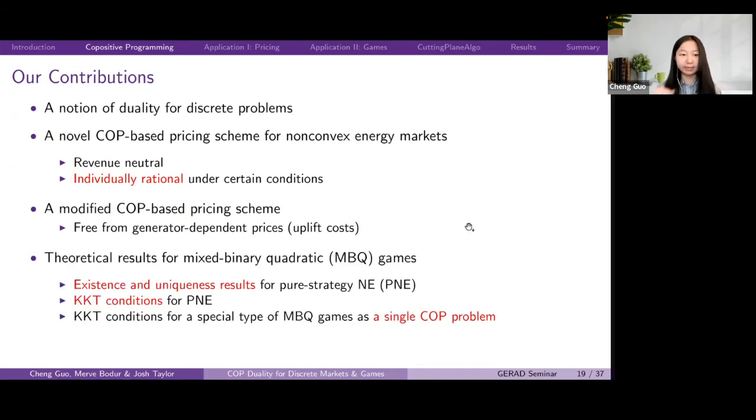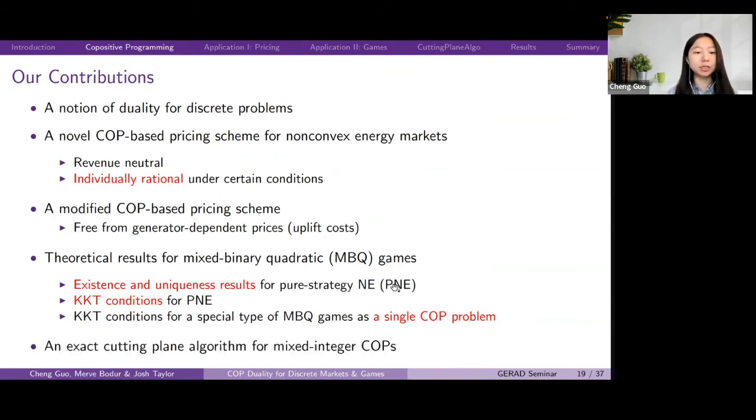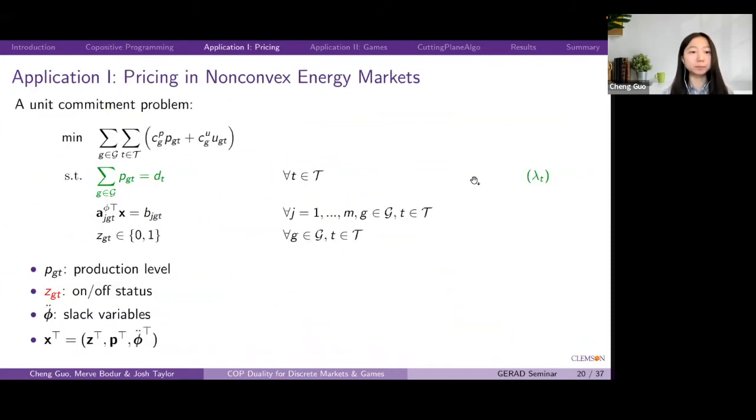costs. And also for the game theory side, we obtain some theoretical results for a type of non-convex game called mixed binary quadratic game. And we get, as I said, existence and uniqueness conditions and KKT conditions for pure strategy Nash equilibrium. And also we simplified the KKT conditions, which contain some bilinear terms, into a single copositive program for a special type of non-convex game. And finally, we propose an exact cutting plane algorithm for mixed integer copositive programs. And those are all our contributions in this work.